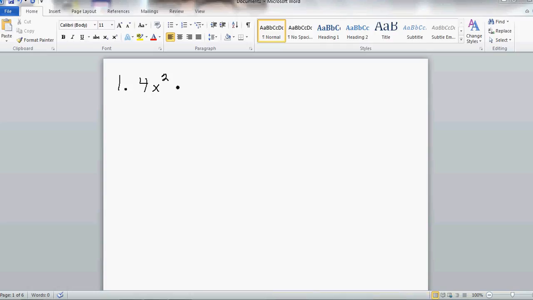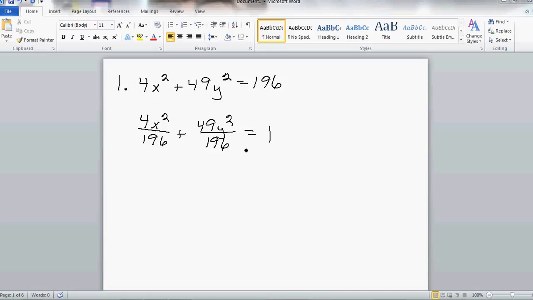4x squared plus 49y squared is equal to 196. And what we need is to have this equal to 1. Now how we're going to do that is we're going to divide through everything by 196. So if we divide this by 196, divide this by 196, and 196 divided by 196 is 1.